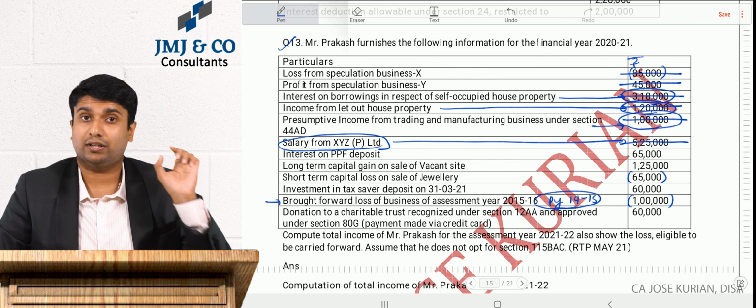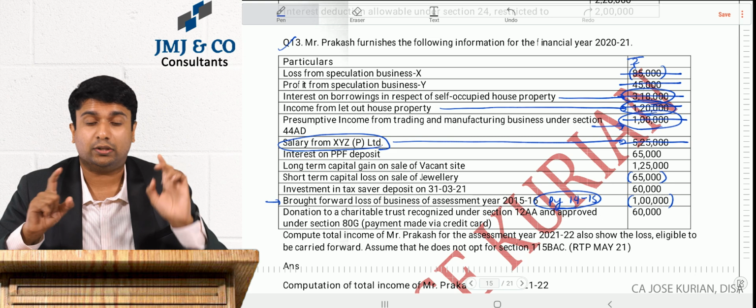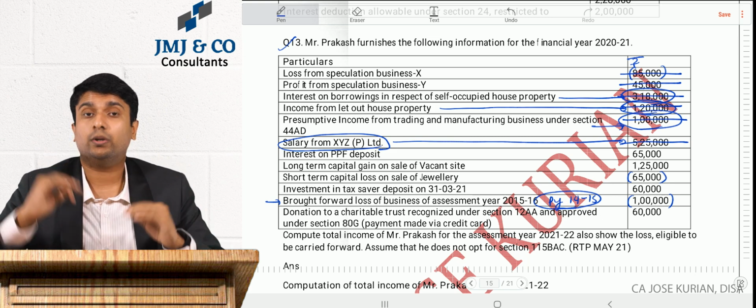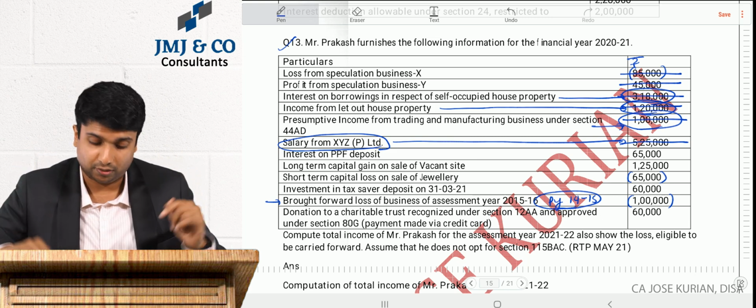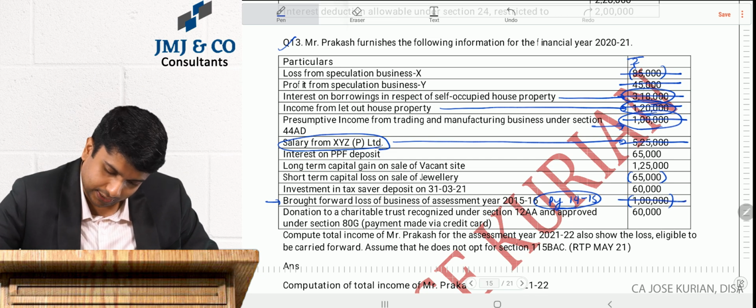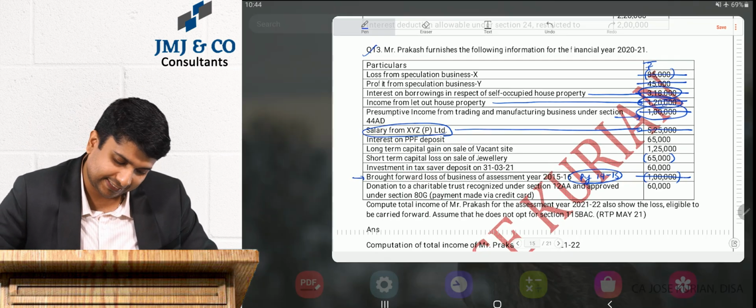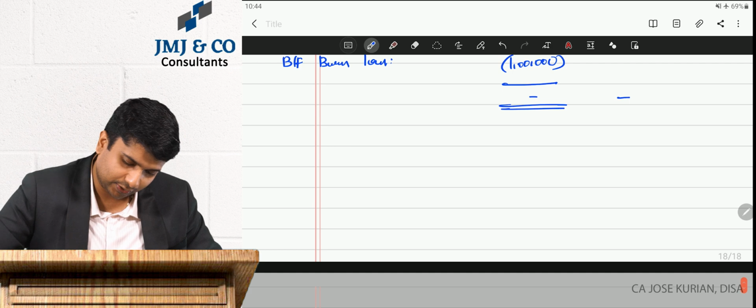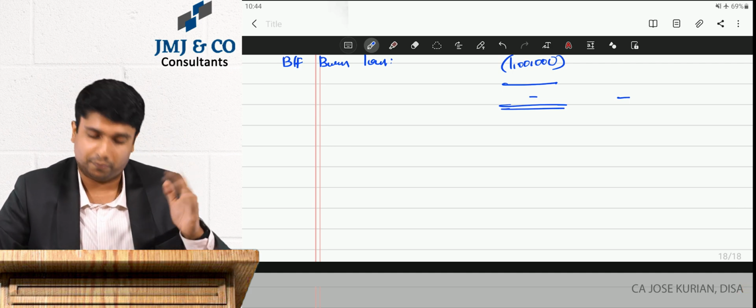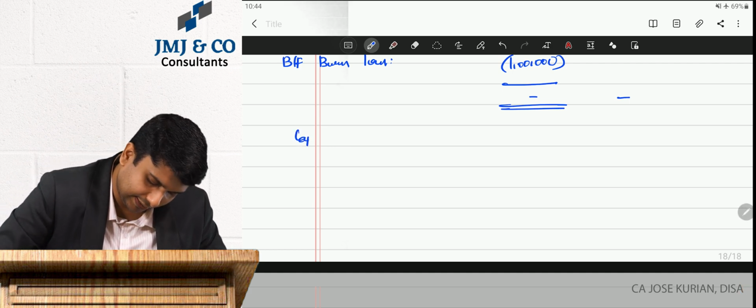So friends, one thing you have to be very careful. First of all, you need to do the inter-source adjustment. Then only you are supposed to do inter-head adjustment. All right. So then we have dealt with this 1 lakh also. Now the next head is the capital gains head. There is nothing else in relation to profits and gains from business or profession. So next is capital gains.